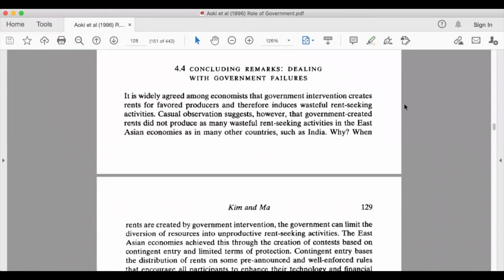So here then are their concluding remarks. Dealing with government failures. It is widely agreed among economists that government intervention creates rents for favored producers and therefore induces wasteful rent-seeking activities. Casual observation suggests, however, that government-created rents did not produce as many wasteful rent-seeking activities in the East Asian economies as in many other countries, such as India.